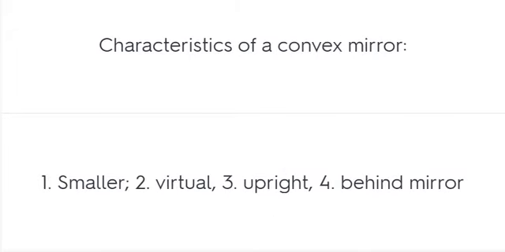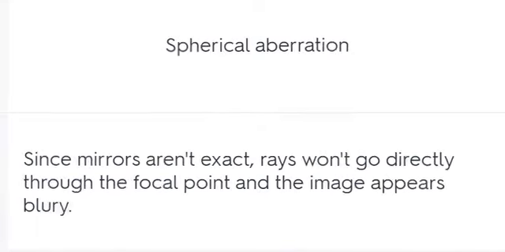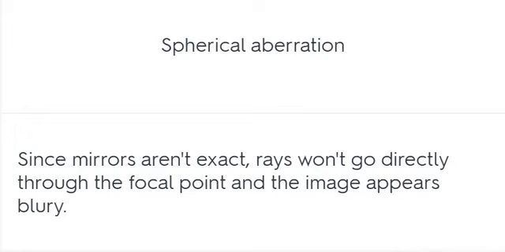Characteristics of a convex mirror: 1. Smaller, 2. Virtual, 3. Upright, 4. Behind the mirror. Spherical aberration. Since mirrors aren't exact, rays won't go directly through the focal point and the image appears blurry.